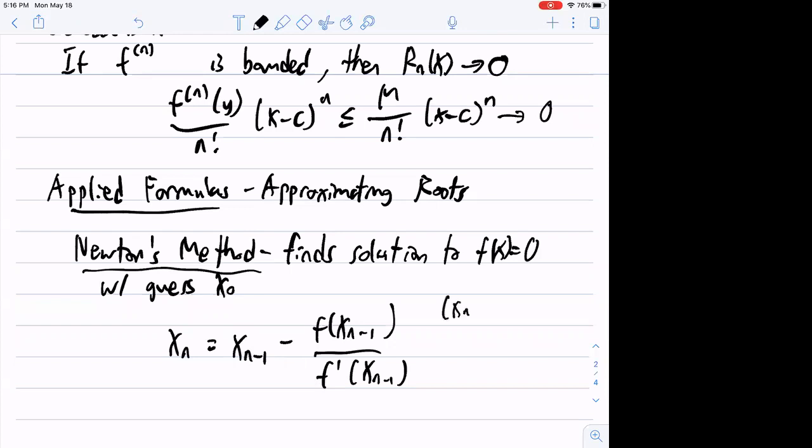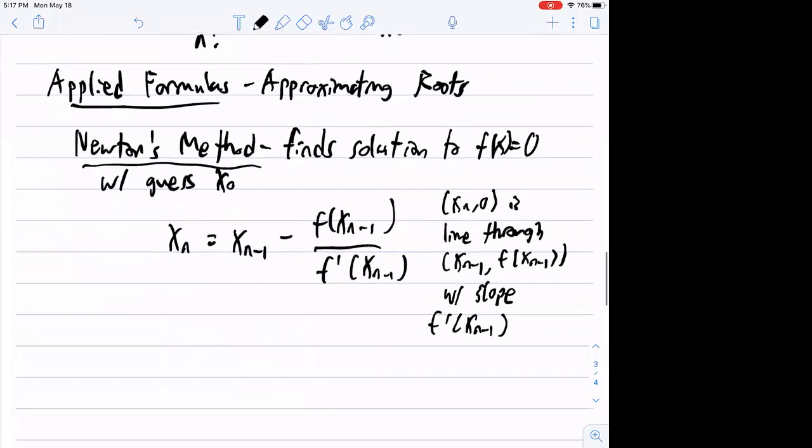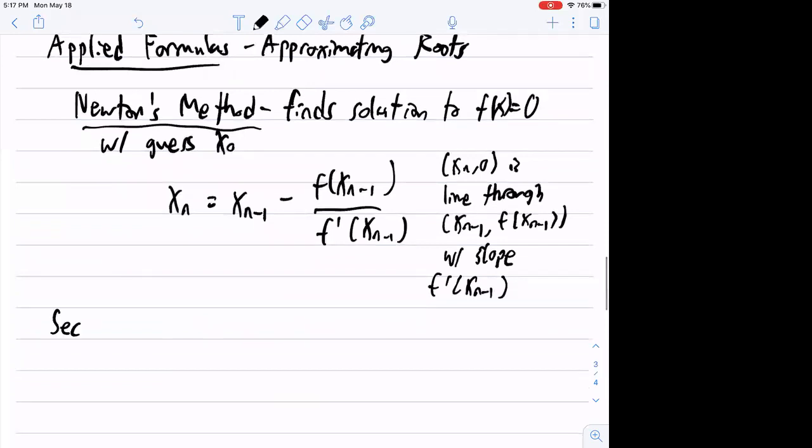So now, the line through x_{n-1}, f of x_{n-1}, so this is like a recursive formula, right? Once you know x0, everything starts. So the first thing you would plug in is n equals 1 with slope f prime of x_{n-1}. And then there's a secant method.